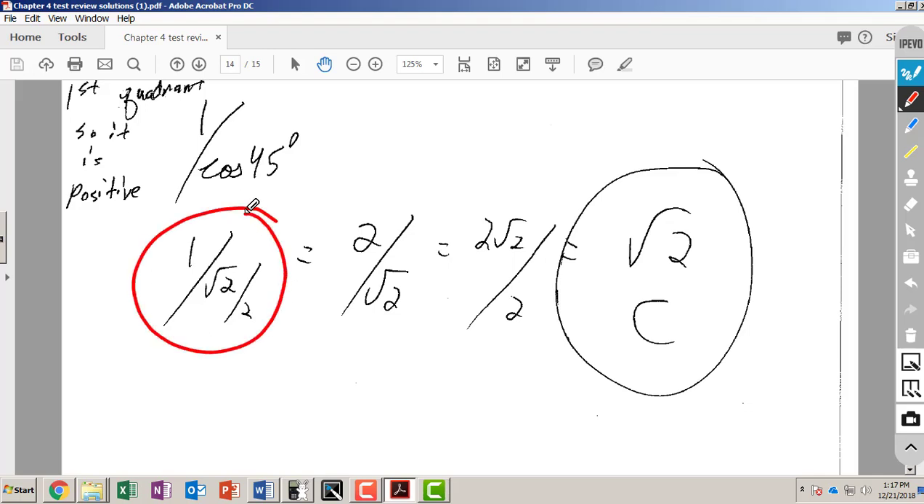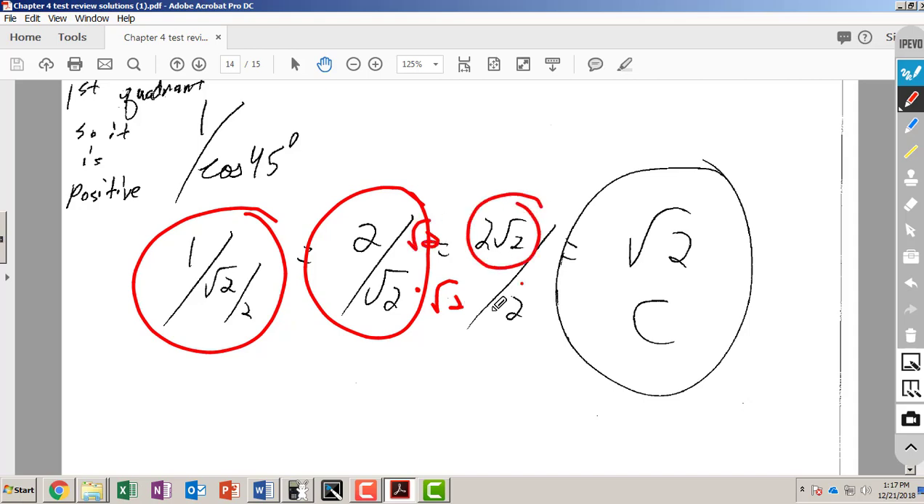So now I go ahead and flip that over. Take its reciprocal. 1 divided by the square root of 2 over 2 is 2 over the square root of 2. I go ahead and rationalize by multiplying by the square root of 2. So when I do that, I get 2 square root of 2 all over 2. Now the 2's are going to cross out. I'm just left with the square root of 2.